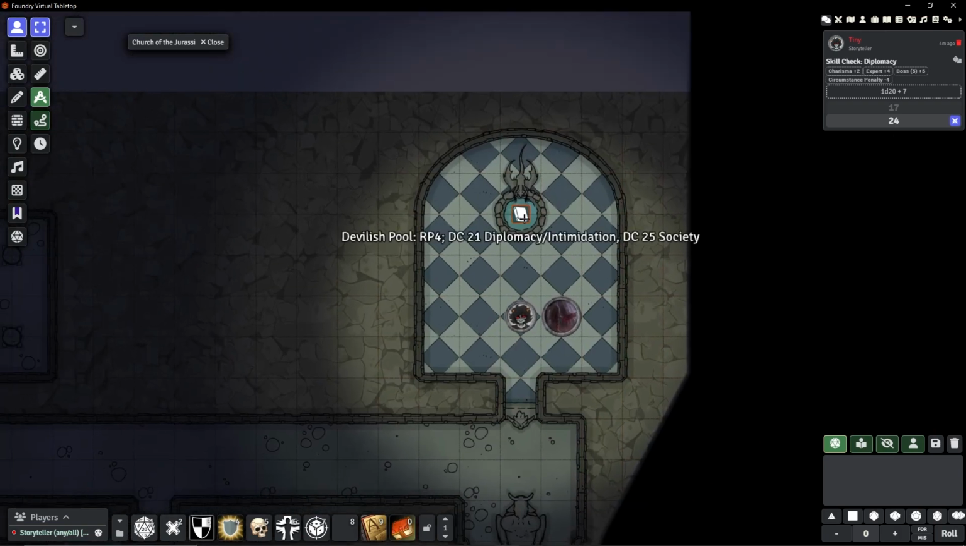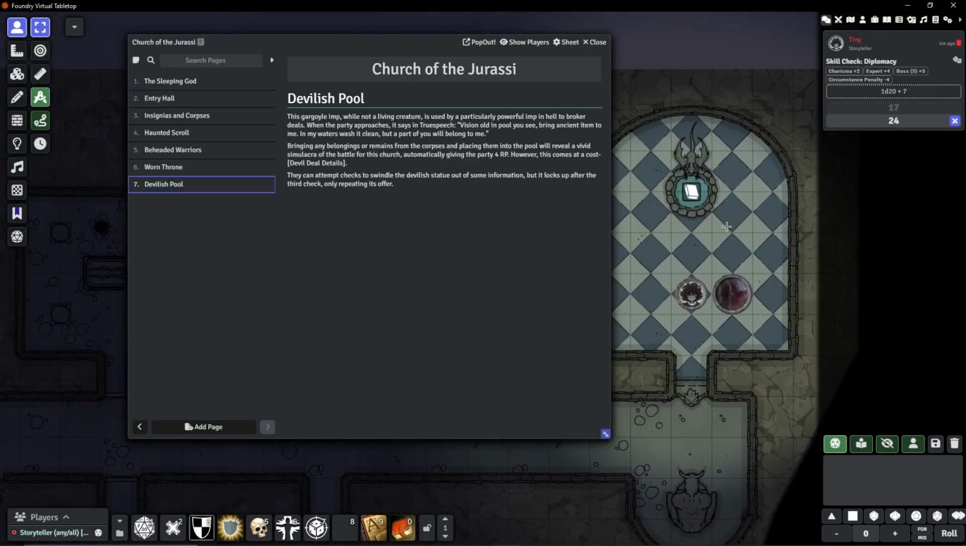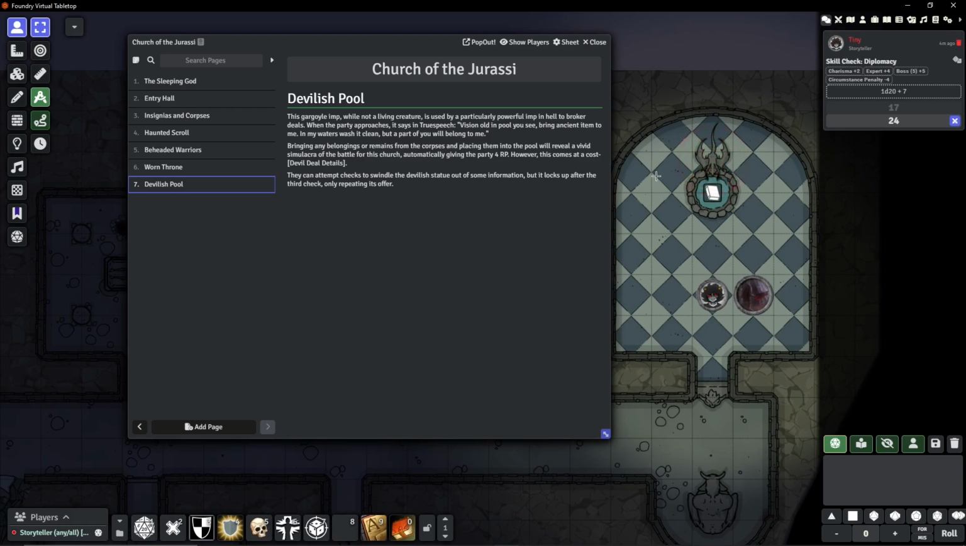And they find this devilish pool. It's a gargoyle imp set on top of a small pool of clean water. While not a living creature, it is used by a particularly powerful imp in hell to broker deals. When the party approaches, it says in true speech, "Vision old and pool you see, bring ancient item to me. In my waters wash it clean, but a part of you will belong to me."